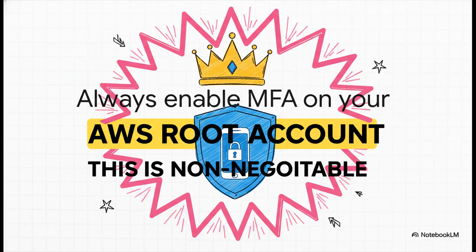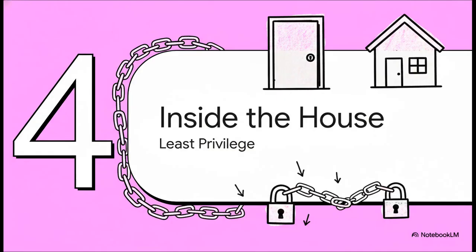Putting MFA on your root account is the single most important critical thing you can do to lock down your AWS account. All right, so we've securely let someone in the front door by having them use a role with MFA. Great. But now that they're inside the house, we need to be very, very specific about which rooms they can go into and what they can do.